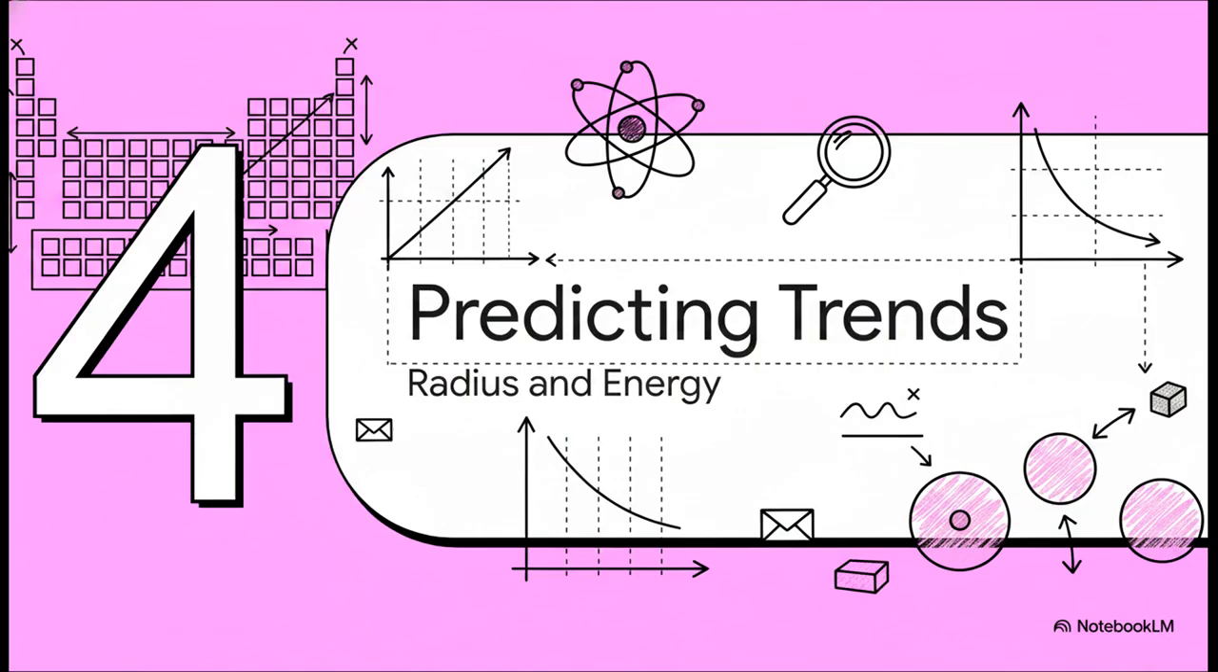Section 4. Predicting periodic trends. Radius, ionization, and affinity.